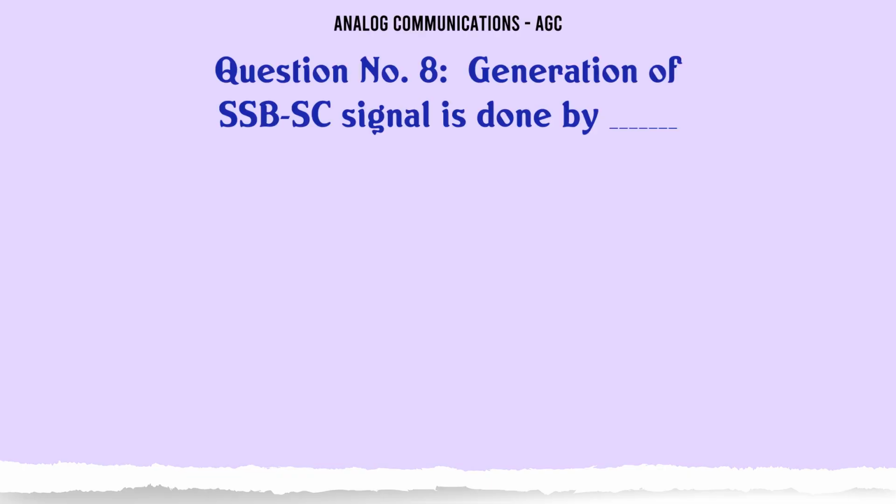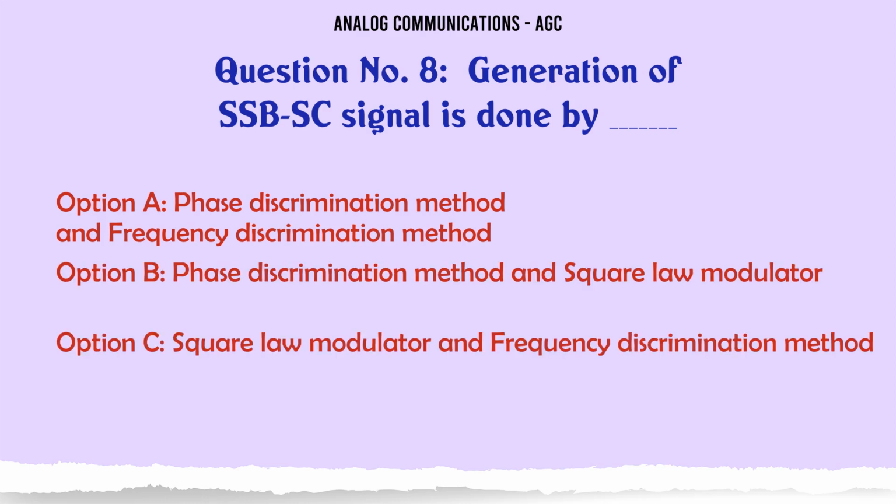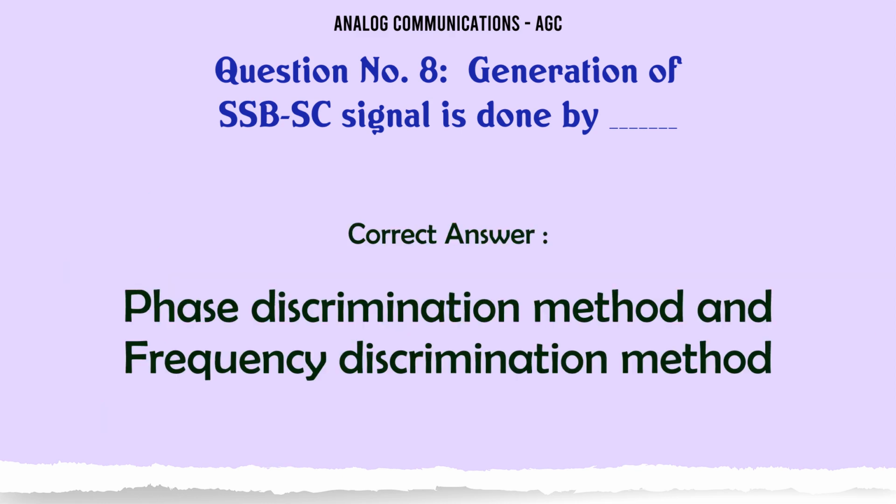Generation of SSB-SC signal is done by A. Phase discrimination method and frequency discrimination method, B. Phase discrimination method and square law modulator, C. Square law modulator and frequency discrimination method, D. Balanced modulator and square law modulator. The correct answer is phase discrimination method and frequency discrimination method.